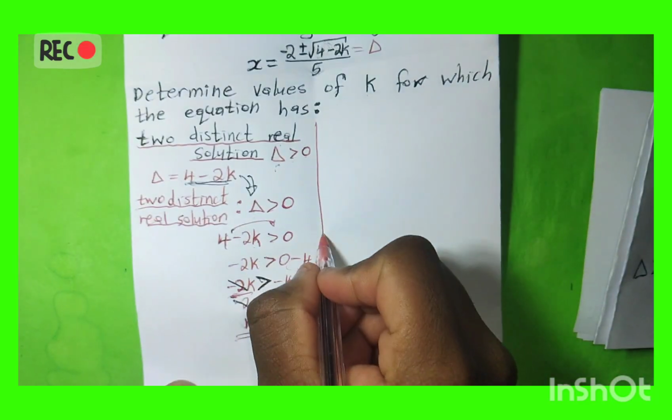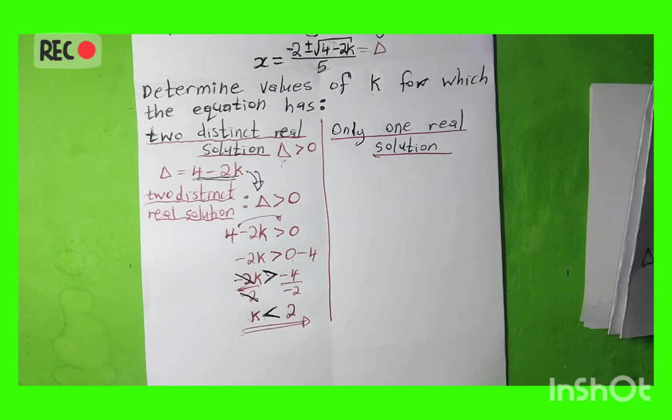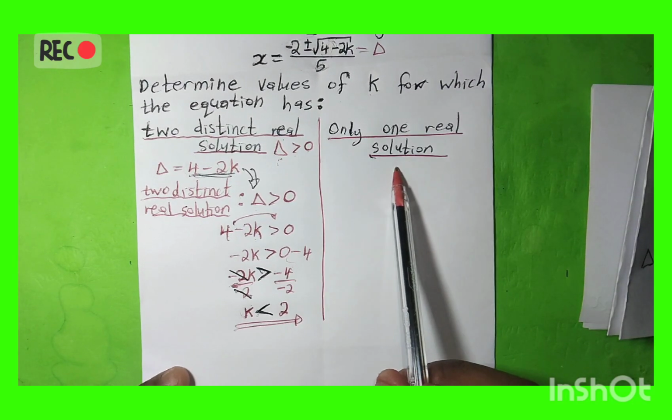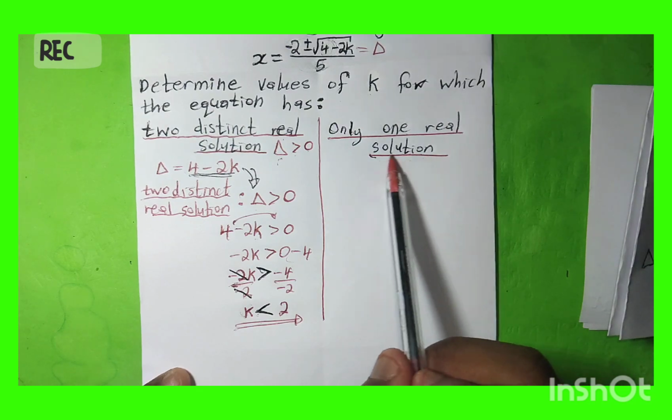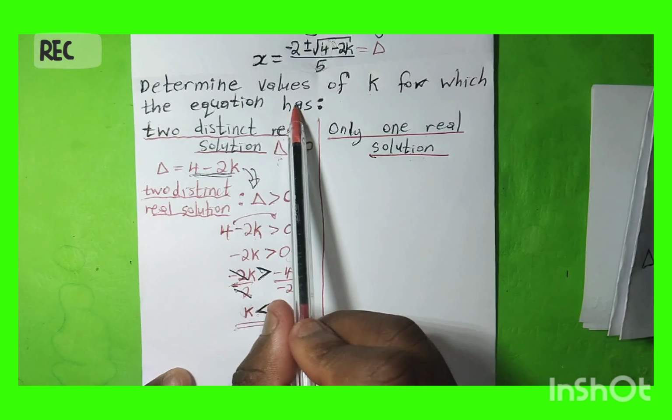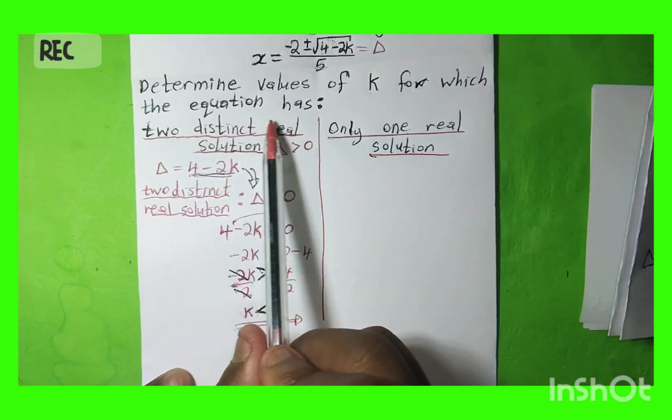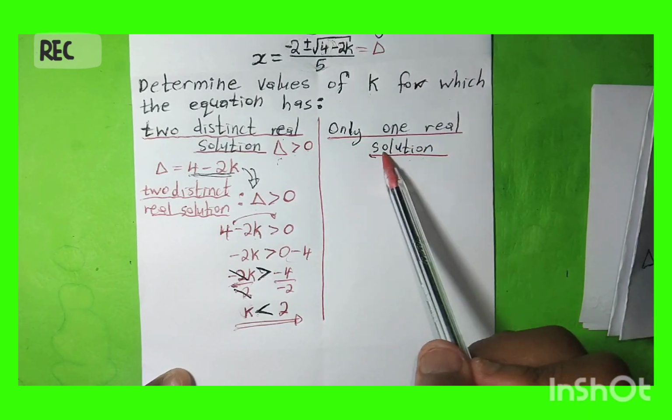Then, imagine this one now. When it comes like this, the question is only one real solution. What does all that mean? Determine the values of k for which the equation has only one real solution.